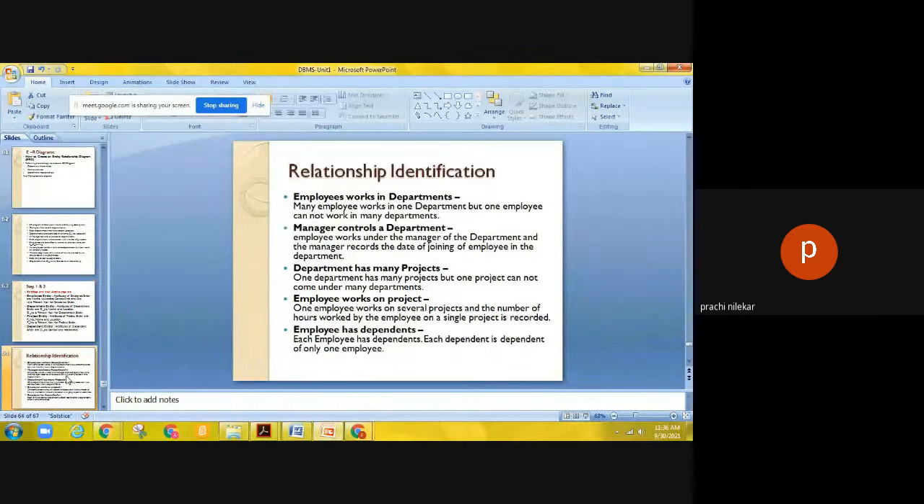So first, an employee works in a department. Okay. Many employees work in one department, but one employee cannot work in many departments according to the statement. So employee works in department. Works in goes into the diamond. Many employees work in one department, but one employee cannot work in many departments.